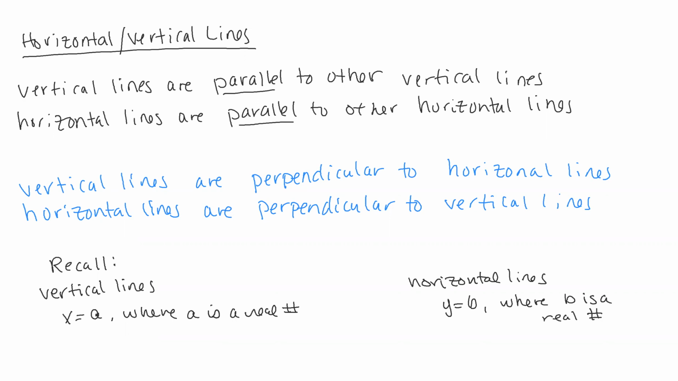So you need to remind yourself of what the equations look like. Vertical lines are of the form x equals a, where a is a real number, because vertical lines have to touch the x-axis, but they cannot touch the y-axis. So that's why they just have an x in the equation. Horizontal lines have to go through the y-axis, but they cannot touch the x-axis. So that's why they only have a y in the equation. Okay, so that's your recap of horizontal and vertical lines and how that ties into parallel and perpendicular lines. And now let's look at a couple of examples.